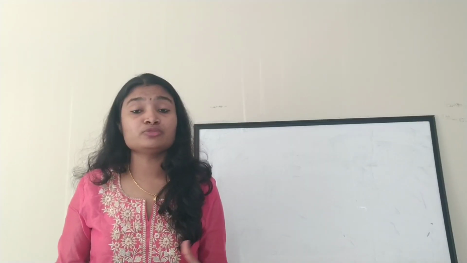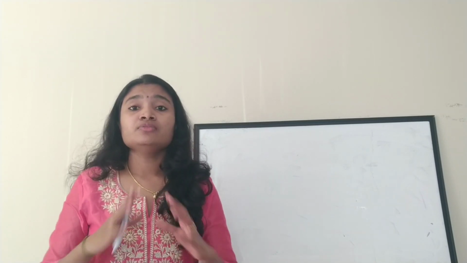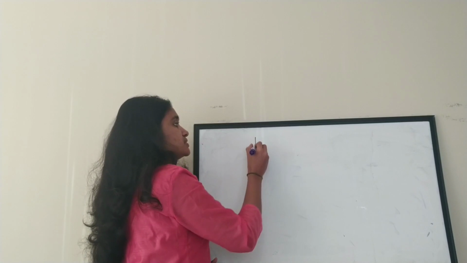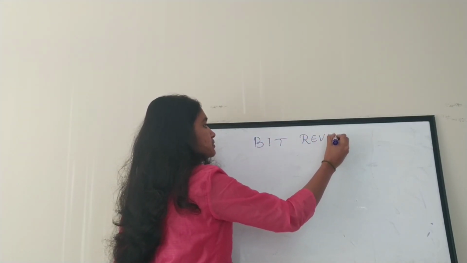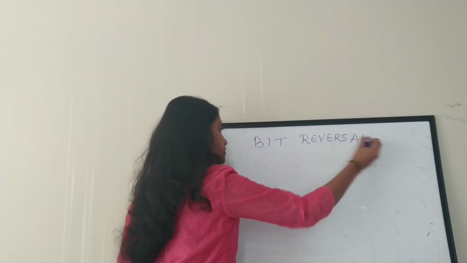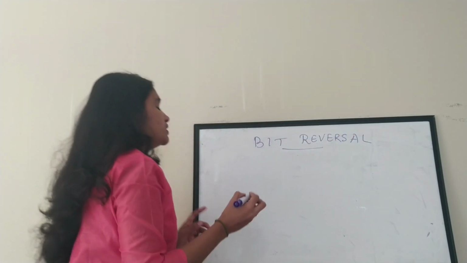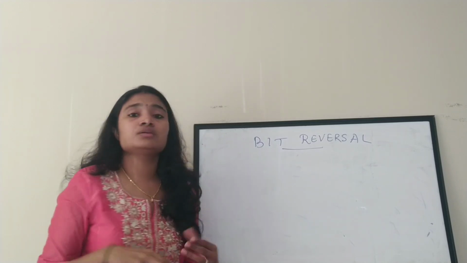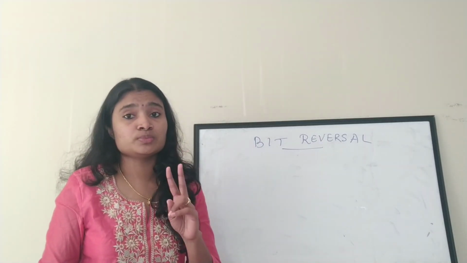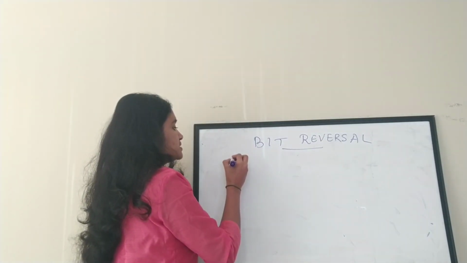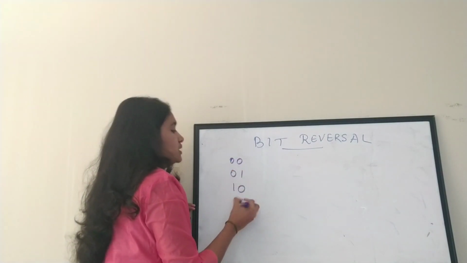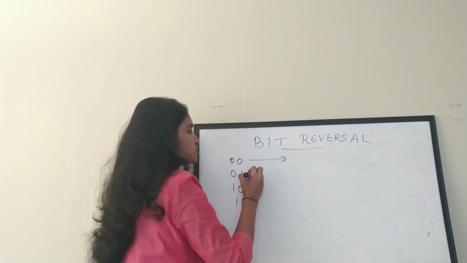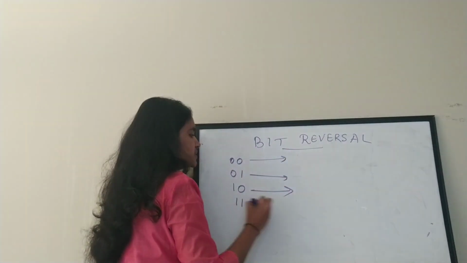For discussing the 4-length input and the 8-length input, we have to understand another thing, that is bit reversal. So we are going to discuss bit reversal. Now why this is important, you will find out later. So first I am going to talk about the bit reversal of 2 bits. That is, the bits are 0 0, 0 1, 1 0 and 1 1. Now I am going to perform the bit reversal of these 2-length bits.